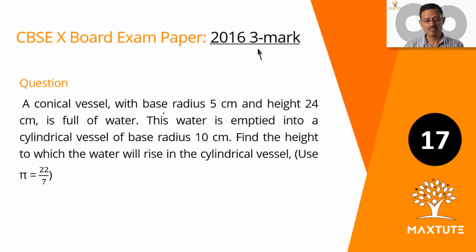A conical vessel with base radius 5 centimeters and height 24 centimeters is full of water. This water is emptied into a cylindrical vessel of base radius 10 centimeters. The conical vessel has water, and it's emptied into a cylindrical vessel. What we need to find out is the height to which water will rise in the cylindrical vessel. Use pi equal to 22/7.